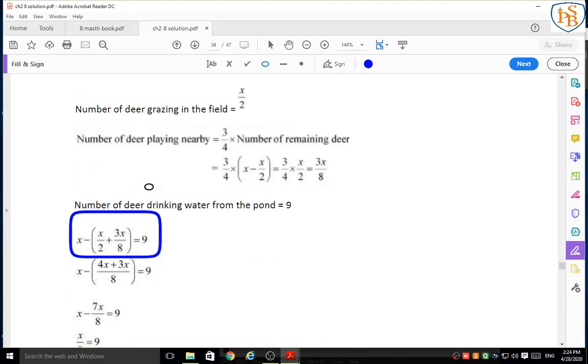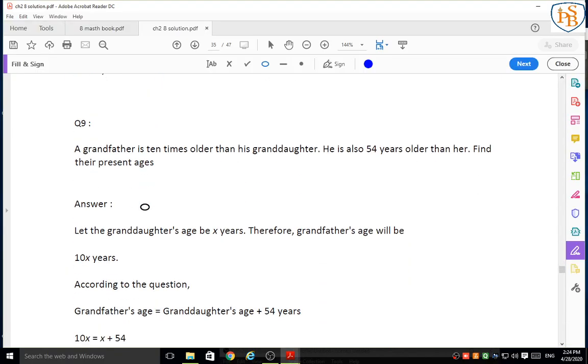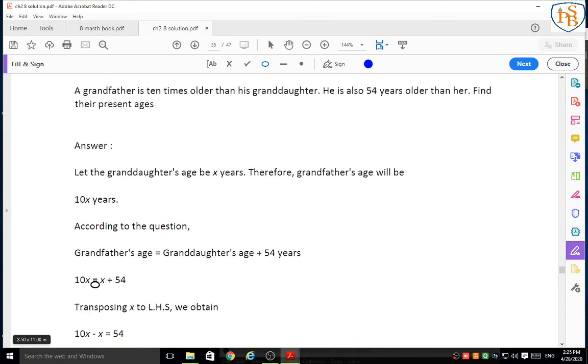Look here carefully. A grandfather is 10 times older than his granddaughter. That means let the granddaughter's age be x years. So the grandfather's age will be 10 times, that means 10x years. According to the question, he is also 54 years older than her. That means he is 54 years more than his granddaughter. So grandfather's age is equal to granddaughter's age plus 54. That means 10x is equal to x plus 54.